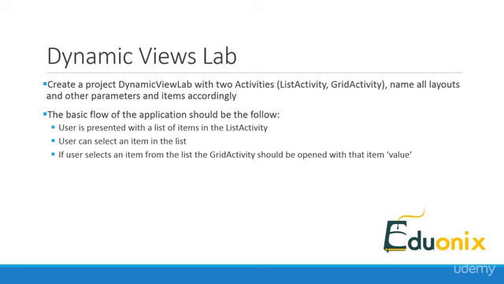The basic flow of the application should be that the list activity is launched upon launching the application. When the user selects an item in the list, the grid activity is opened and the item value is passed from the list activity to the grid activity upon starting the grid activity.